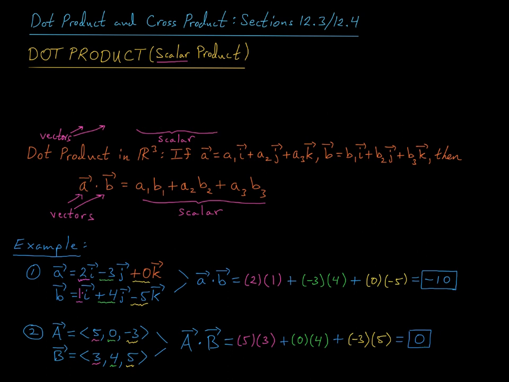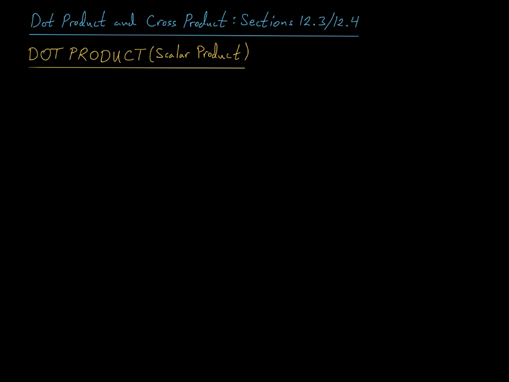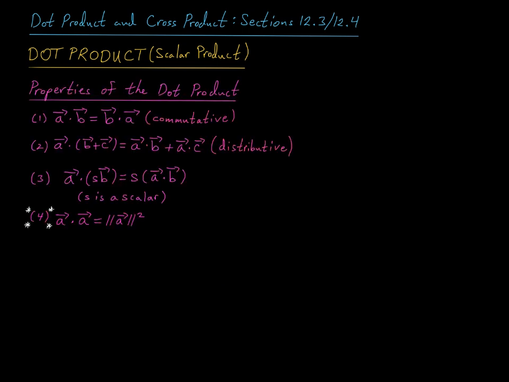Great. So now let's look at some properties of the dot product. The first property says that a dot b and b dot a are the same. In other words, the dot product is a commutative product, which is the same thing that we have for ordinary multiplication with real numbers. 3 times 5 and 5 times 3 are both 15. So reversing the order of multiplication when you're using the dot product gives you the same output.